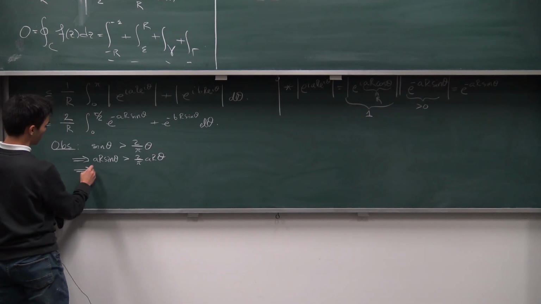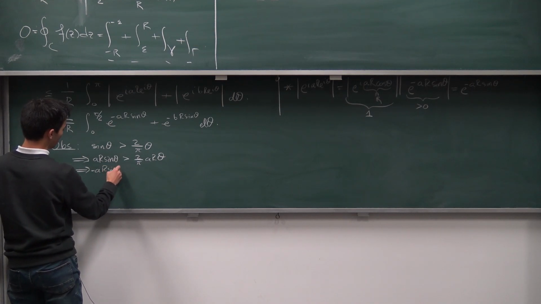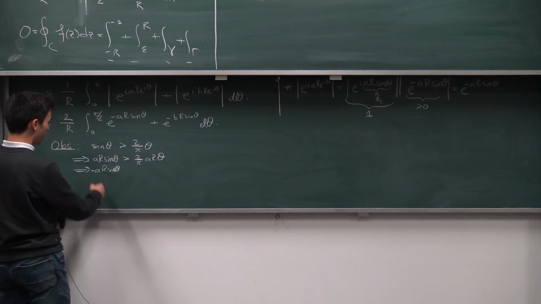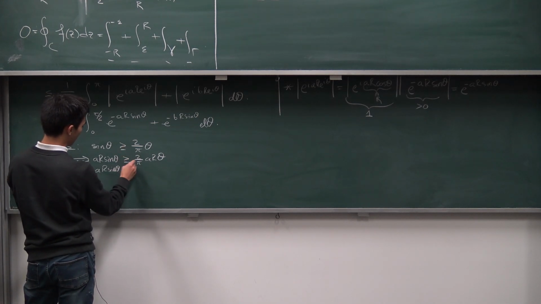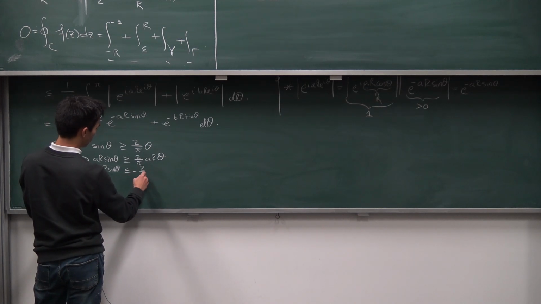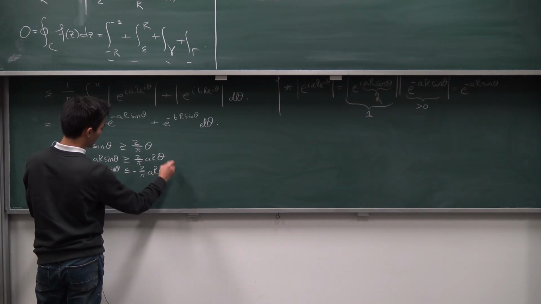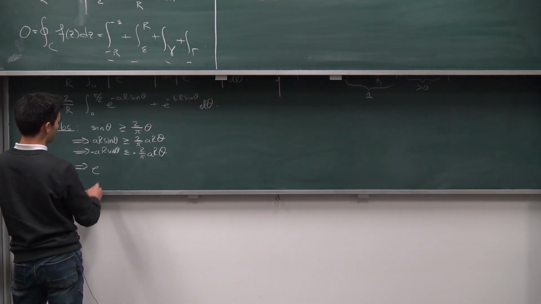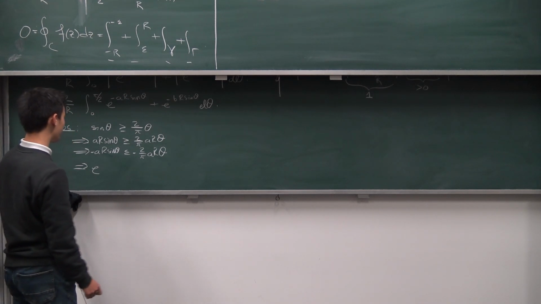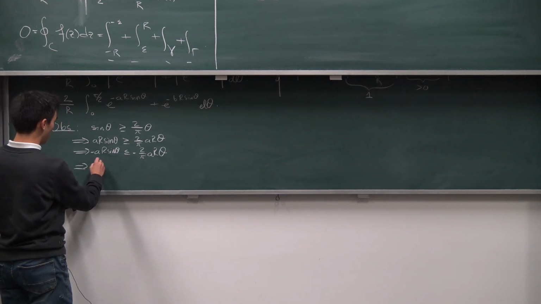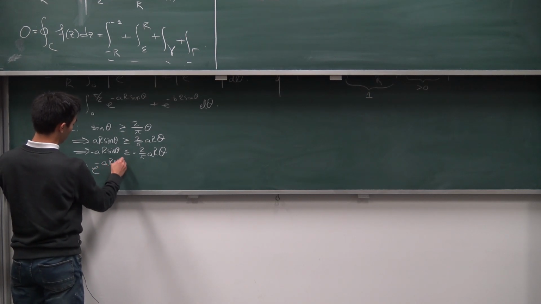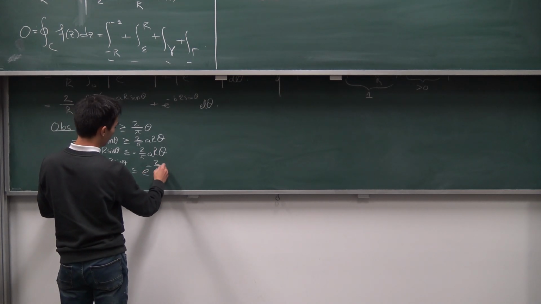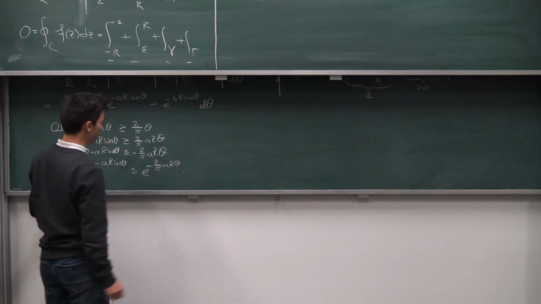And then this tells you that minus ar sine of theta. Now, a times r is positive because a is positive and r is also positive. This tells you that minus a times r sine of theta is actually less than or equal to negative 2 over pi times a times r times theta. And finally, you can put all this inside of an exponential. If you exponentiate both sides, the exponential function is increasing, so it preserves the direction of the inequality. We have e to the minus ar sine of theta being less than or equal to e to the minus 2 over pi times a times r times theta, like so.